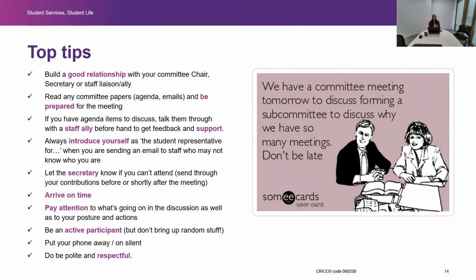If you've submitted an agenda item, it can be really helpful to talk it through with a staff ally. Maybe that's the secretary, maybe there's somebody else that you've identified on the committee who you can talk to about this kind of stuff and get their feedback and support, so that you're not speaking into a, what's the word, a cold room, if you like. There's somebody there who's already like, I know what you're on about and I'm here to support you. Always introduce yourself as the student representative for XYZ when you're sending an email, so that staff know who you are and that you're there to be the student voice.